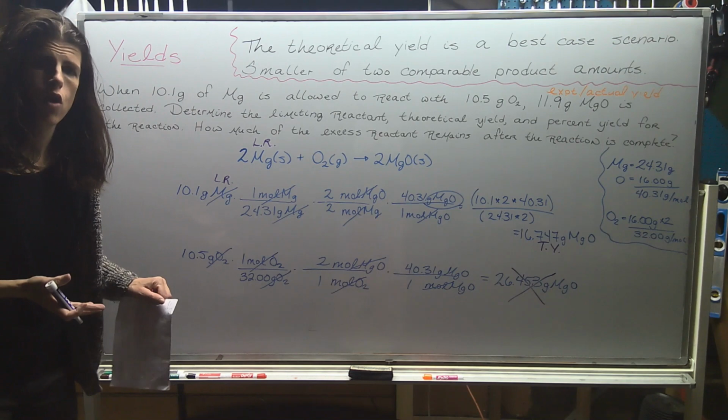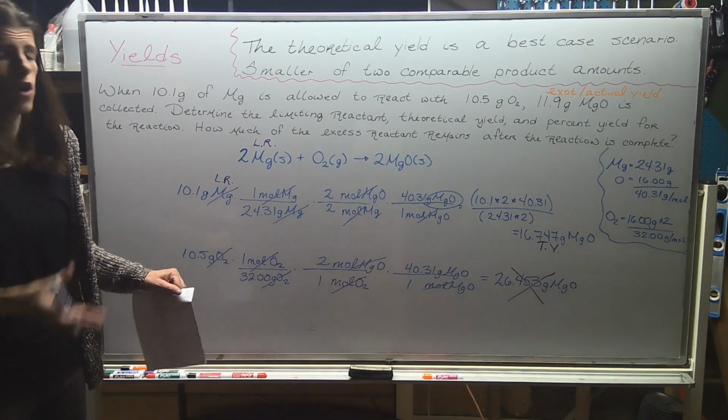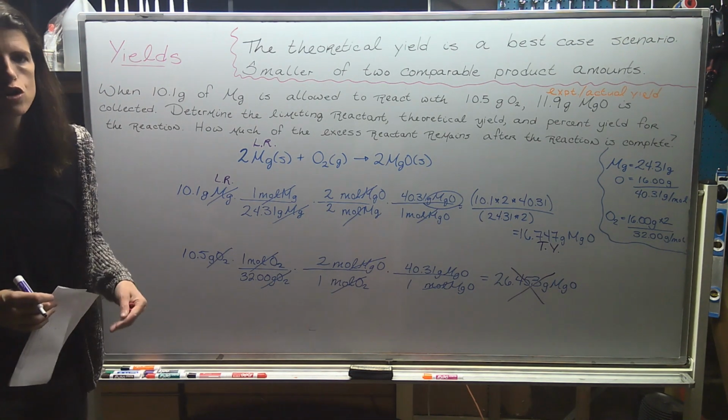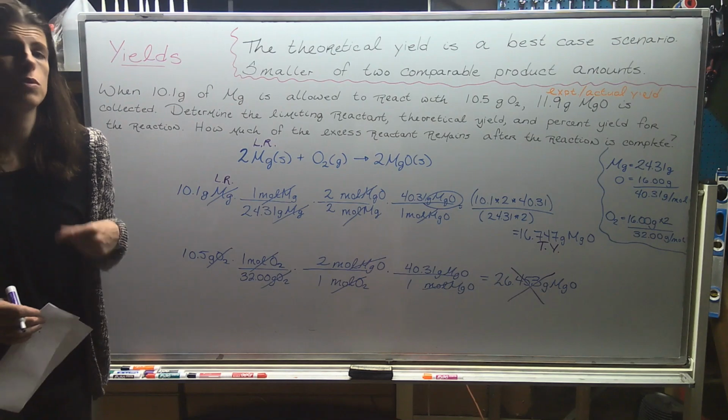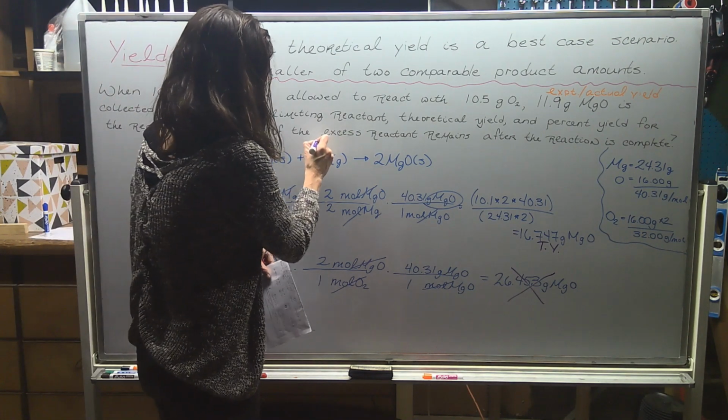The number that we crossed out, or sometimes there's more than 2 reactants. So sometimes we're crossing out 2 numbers or 3 numbers. So the numbers that are larger that we crossed out are associated with our excess reactants. So oxygen gas is going to be our excess reactant.